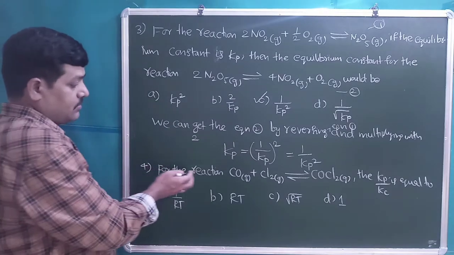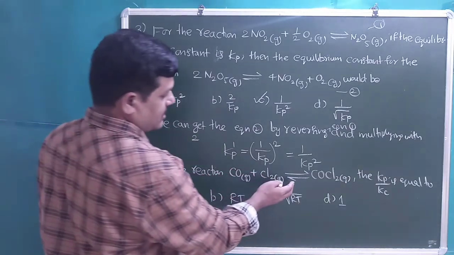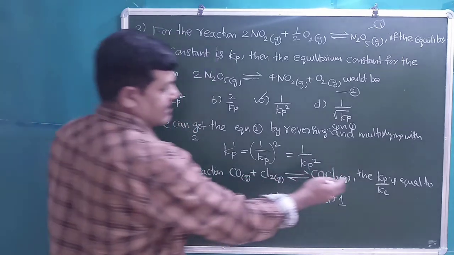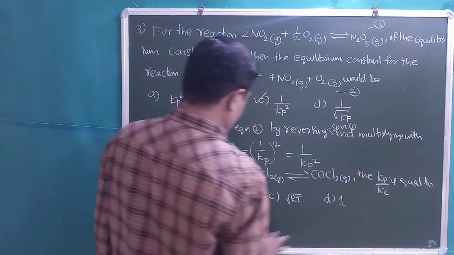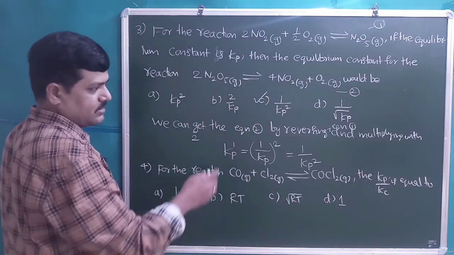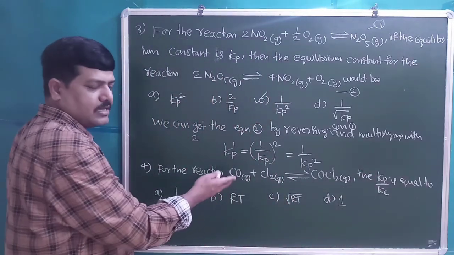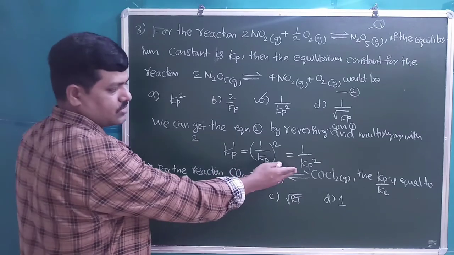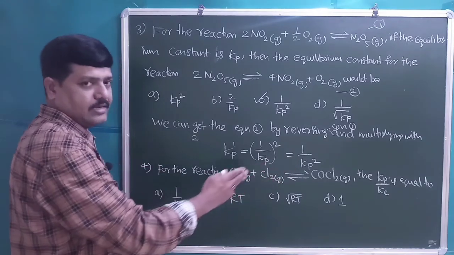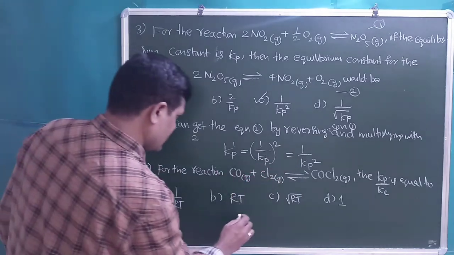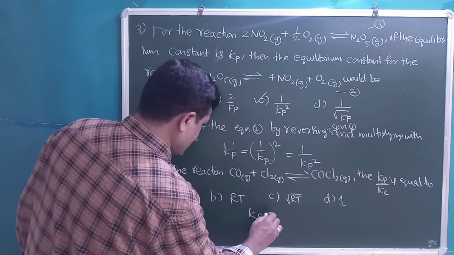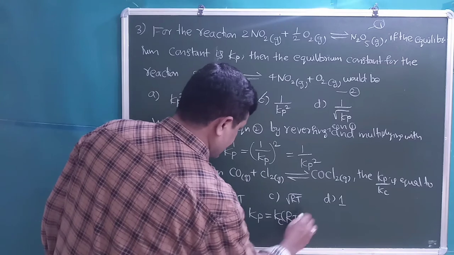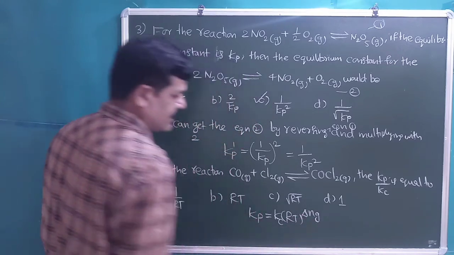Next question. For the reaction CO gas plus Cl2 gas gives rise to COCl2 gas, the Kp by Kc is equal to. Students, they are asking the relation between Kp and Kc for the given equation, right? CO plus Cl2 gives rise to COCl2, which is known as phosgene, a poisonous gas. So here we need the relation between Kp and Kc, that is Kp is equal to Kc into (RT) power delta Ng.